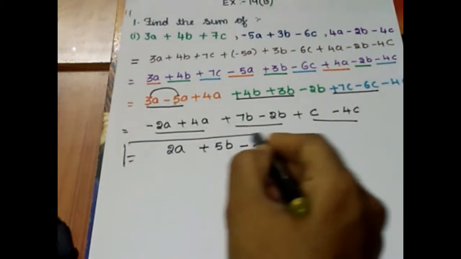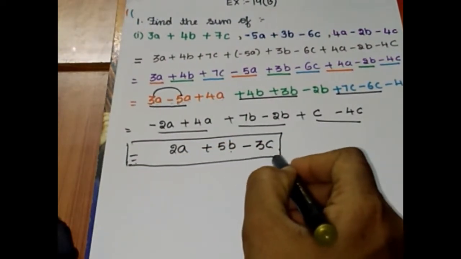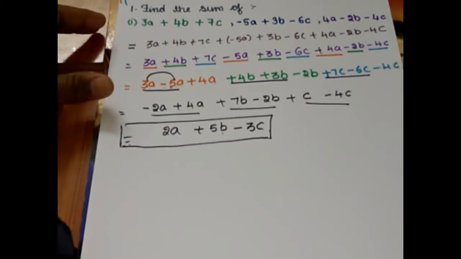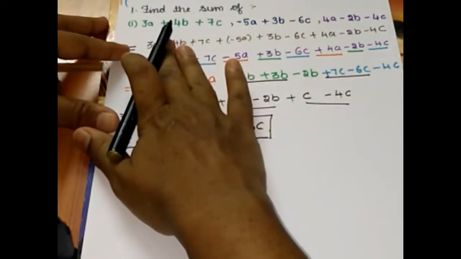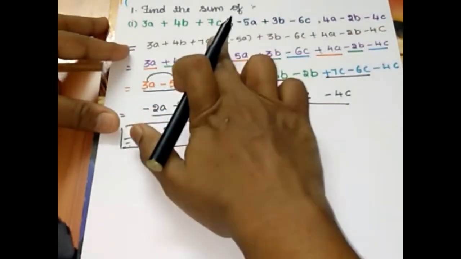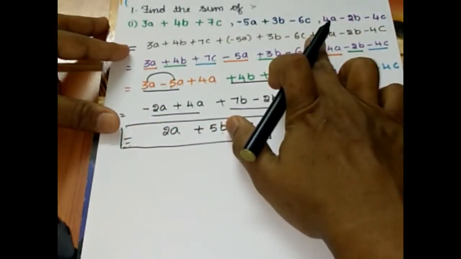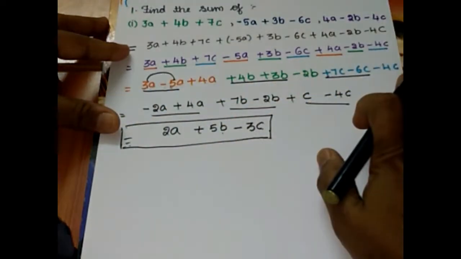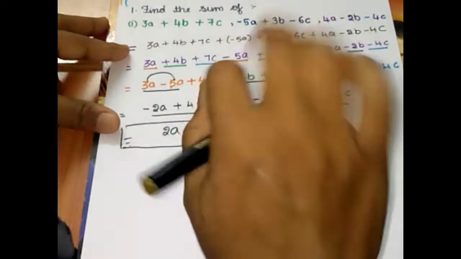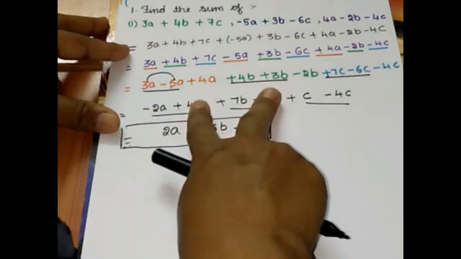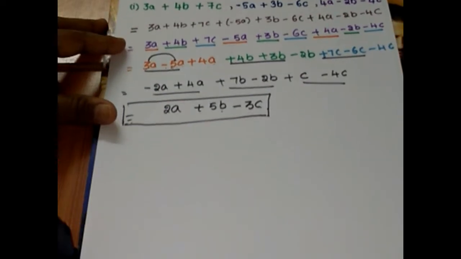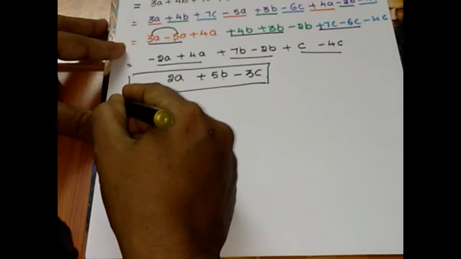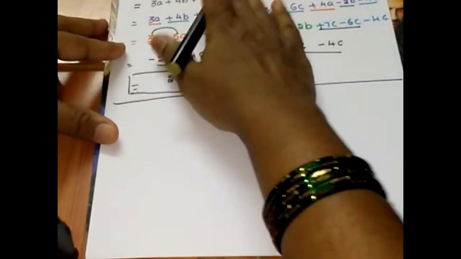The answer is 2a plus 5b minus 3c. A, B and C are all unlike terms, so there is no further simplification. So very easy, very simple. How to find it? First write all the given 3 polynomials. In between the polynomials, write the plus sign. Then identify the like terms, group the like terms and do the calculation either in 1 step or in 2 steps. As you are beginners of algebra, children, I suggest to solve it in 2 steps. This is called the row method.